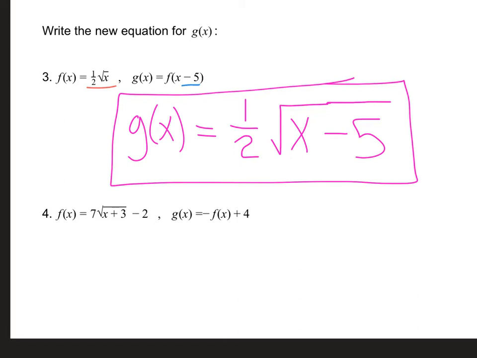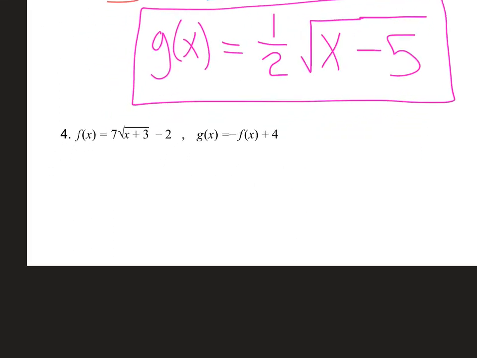So let's try a little bit tougher one down here, number 4, and hope we can get it that way. Okay, so here I have f of x being a longer one, right? It's 7 square root of x plus 3, and then a minus 2 on the outside. And my alteration is going to be a little bit different, so this is going to be a little bit more tough. I have a negative on the outside of the whole function, right?